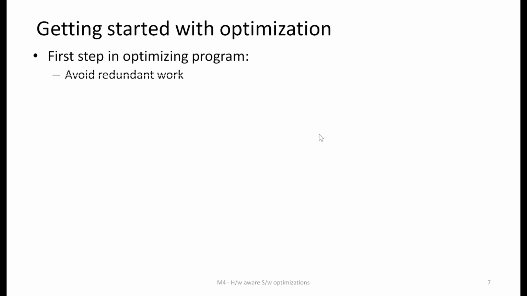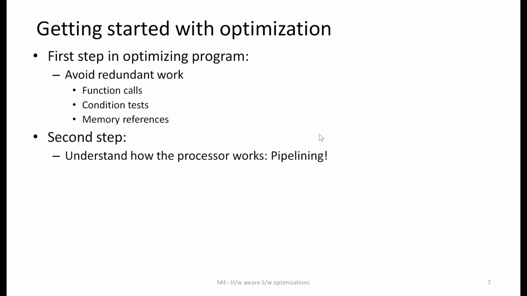The very first step in optimizing a program is to avoid any redundant work. It can be unnecessary function calls, condition checks or memory references. Another step is to visualize how the underlying processor is working. Basically, the pipelined way of execution, wherein it's not that only one instruction is being executed at a time. At any given cycle, there might be multiple instructions being executed. So the dependency among these instructions will come into our picture and we should try to reduce the dependencies. That will help us to reduce the overall data hazards.